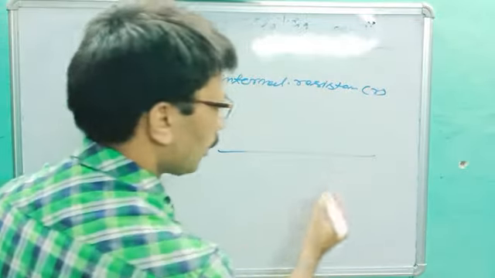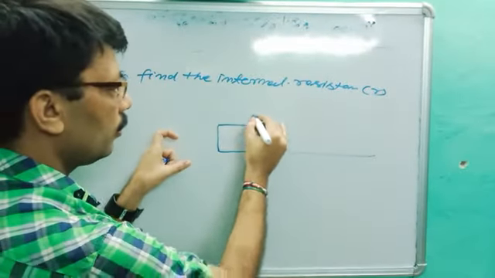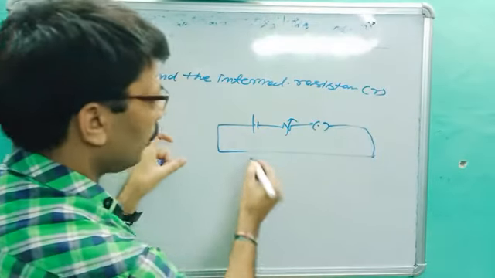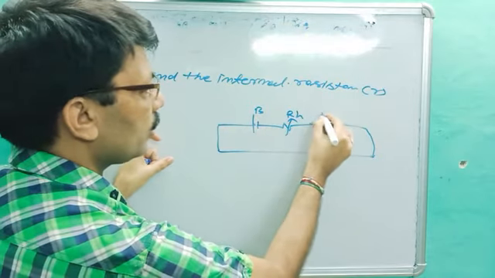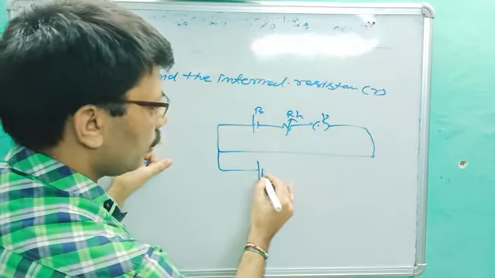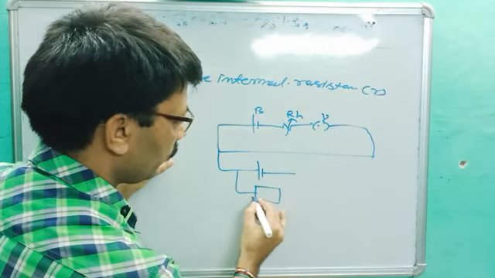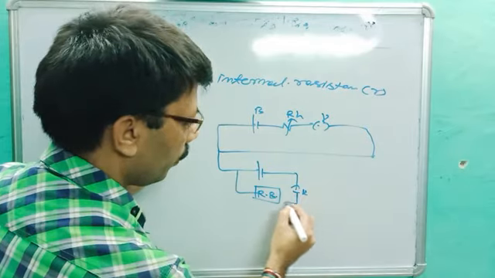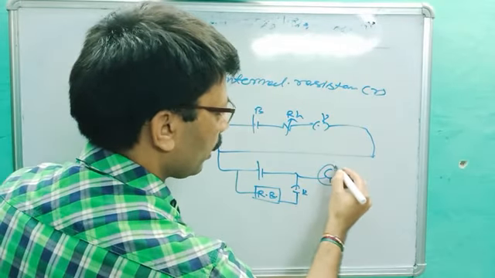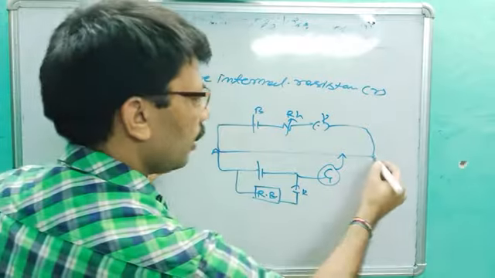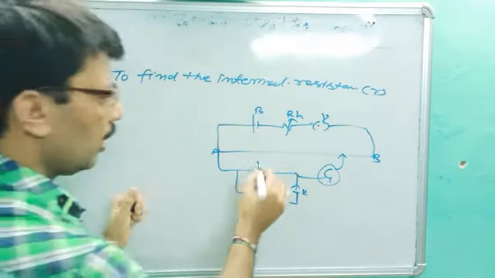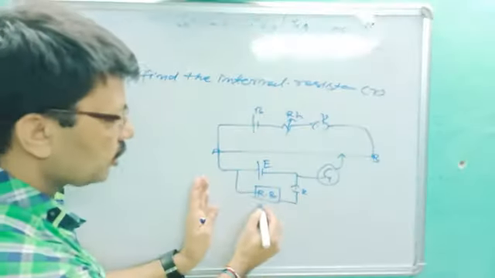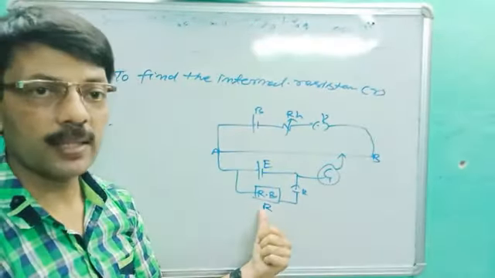So again the same diagram: this is the potentiometer, battery B, rheostat RH and key. This will be common. You have to apply the cell and one resistance box, RB. Put a key here also, and this is the galvanometer and jockey. This point is A and this point is B. The resistance box, capital R, provides the external resistance.